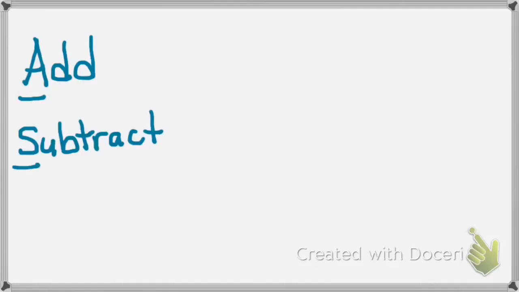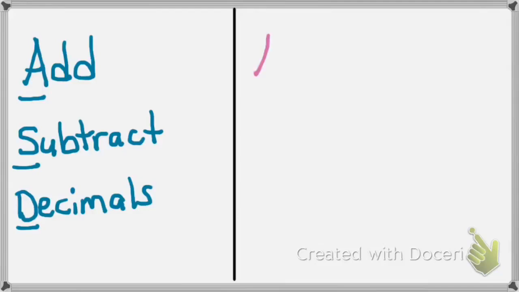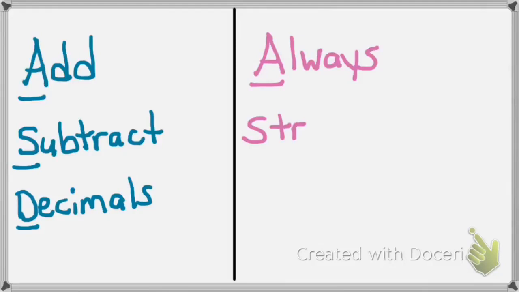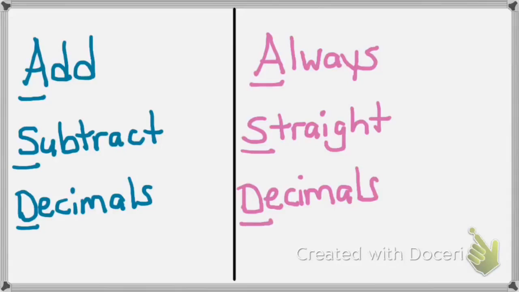This lesson is about add, subtract, decimals. The letters are A for add, S for subtract, D for decimals. Add, subtract, decimals reminds me of the saying A for always, S for straight, and D for decimals. Add, subtract, decimals, always straight decimals. Why do we say this?